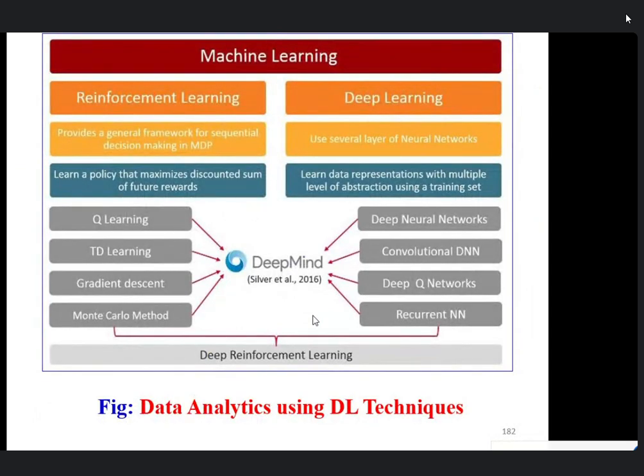So that's why in data analytics using deep learning techniques, we are solving reinforcement learning. And here in reinforcement learning, we are using Q learning and TD learning, gradient descent, Monte Carlo method. Then deep neural networks, deep learning techniques like convolutional neural networks, deep Q networks, recurrent neural networks. Again, I will explain these techniques under modules 9 and 10. There we will see in detail about those techniques.